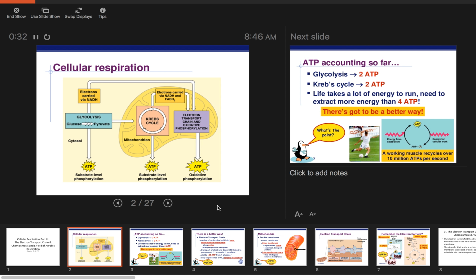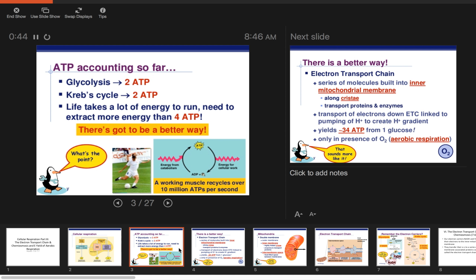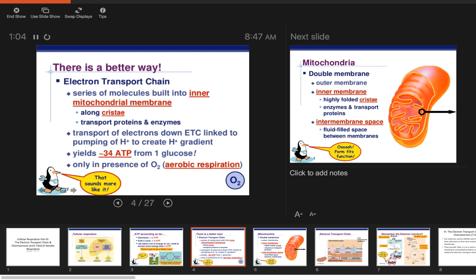And so today we're going to focus on the ETC and how we generate ATP through oxidative phosphorylation. Both of these have been substrate-level, and now oxidative is a little bit different, and we can generate a whole bunch of ATP. So looking at the ATP accounting so far, glycolysis 2, Krebs cycle 2, only 4 ATP. There's got to be a better way. A little fun fact here: the working muscle recycles over 10 million ATPs per second. And those only make 2. So there's got to be a better way, and there is.